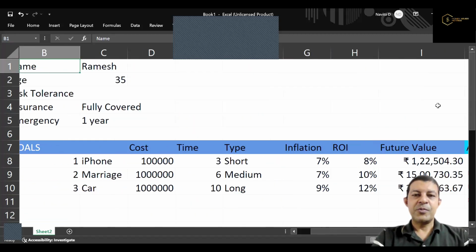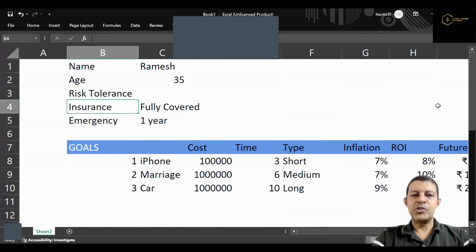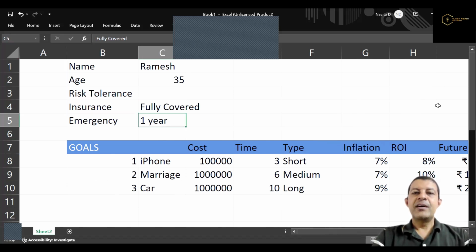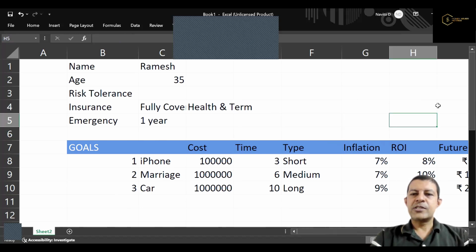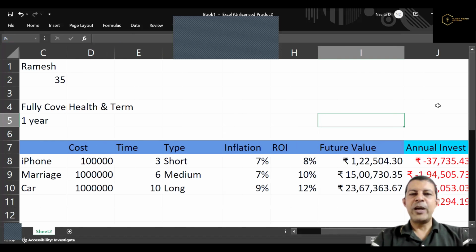Nevertheless, when you do financial planning, we also need to check the insurance and the emergency availability. When you consider insurance, it should be health as well as term insurance. There is a way to calculate health and term. There's a human life value calculator, which can determine the actual requirement of the insurance. So that's it with respect to goal-based financial planning.